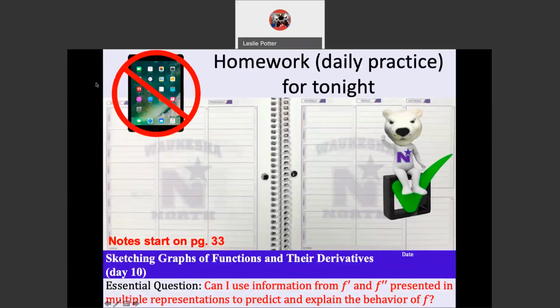Unit 5, Day 10, and the notes should start on page 33 in your packet. So we are looking at sketching graphs of functions and their derivatives.